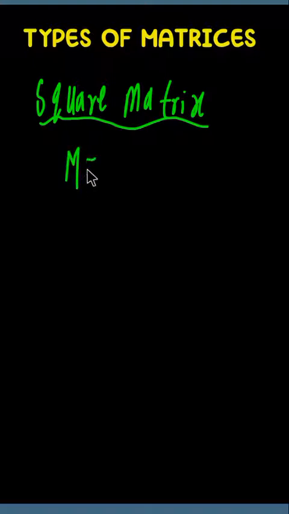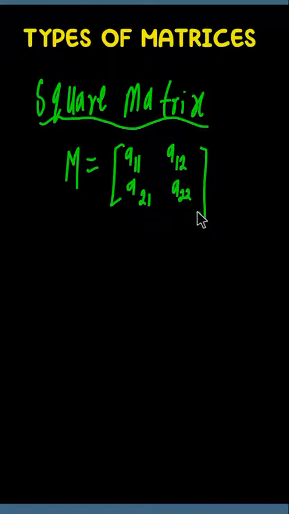matrix M is equal to A11, A12, A21, A22. So this is a 2 by 2 matrix, and the number of rows is equal to the number of columns. So you can say that this is a square matrix, or let's consider something like this.